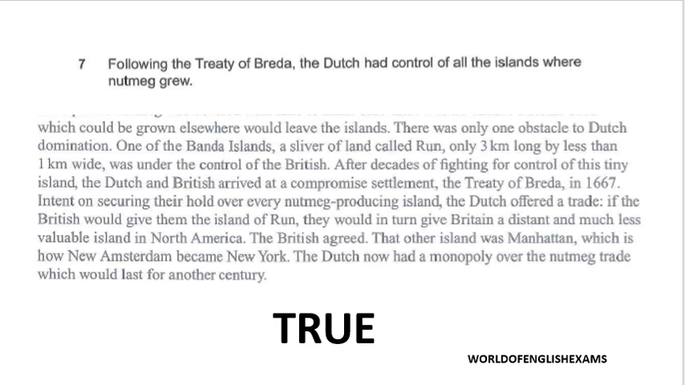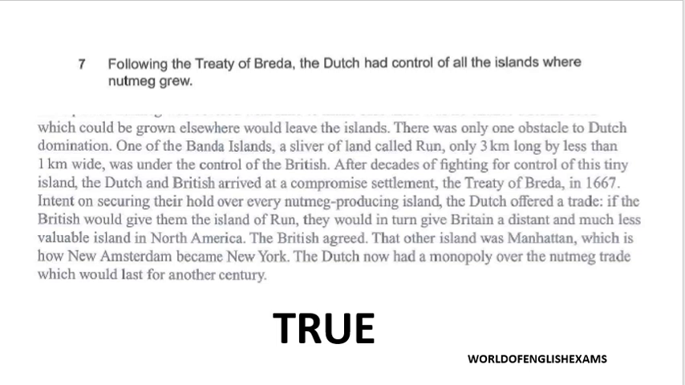So let's quickly skim. There was only one obstacle to Dutch domination. One of the Banda Islands, a sliver of land called Run, only 3 kilometers long by less than 1 kilometer wide, was under the control of the British. After decades of fighting for control of this tiny island, the Dutch and the British arrived at a compromise settlement, the Treaty of Breda in 1667. So this is how you need to identify that. So we now have to check what happened after this Treaty of Breda.